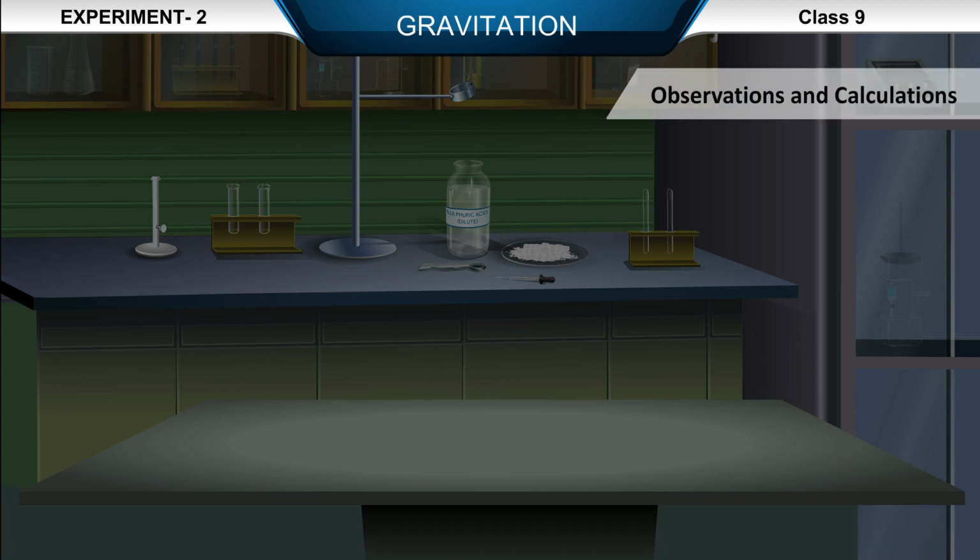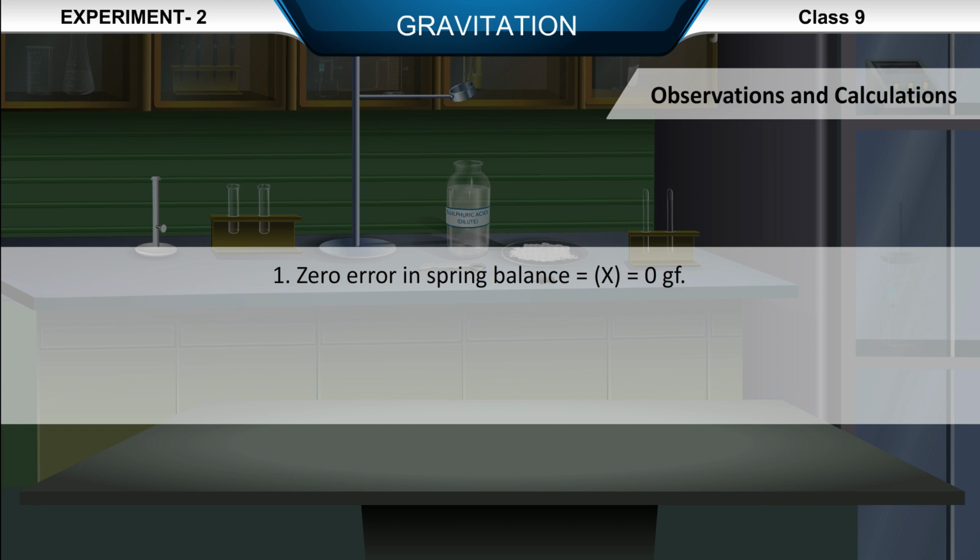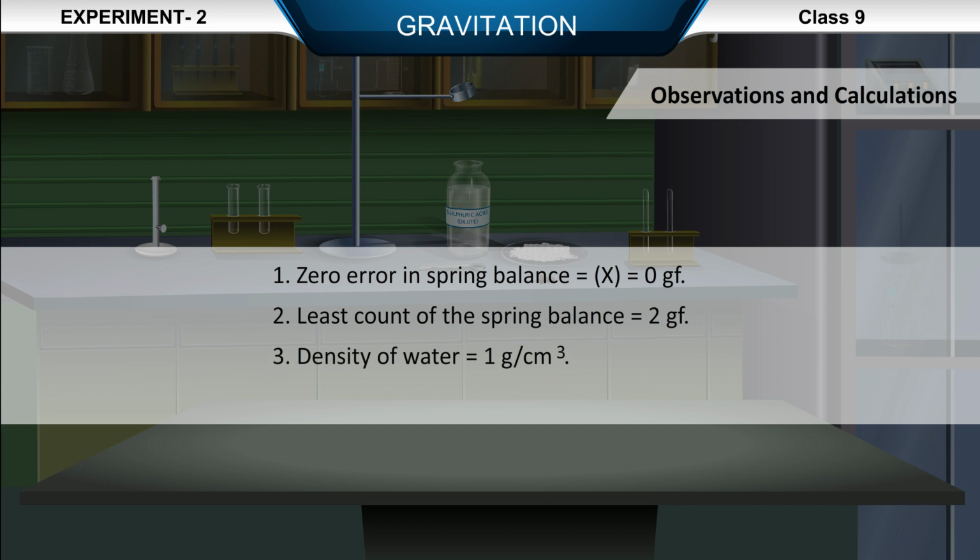Observations and calculations. 1. Zero error in spring balance is equal to x is equal to 0 gf. 2. Least count of the spring balance is equal to 2 gf. 3. Density of water is equal to 1 gram per centimeter cube. 4. Weight of empty beaker X1 is equal to 100 gf.